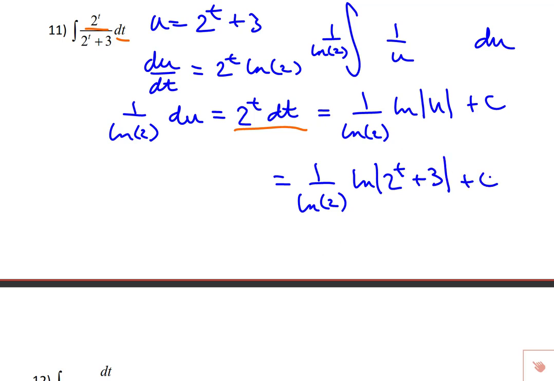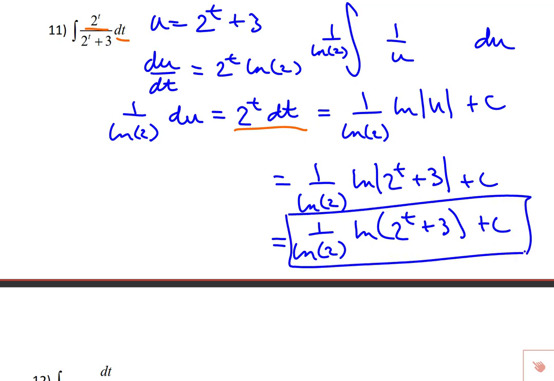Now, in this case, with the absolute value, what's inside of it is 2 to the t plus 3, and that's actually only positive. 2 to the t is an exponential that's only positive. If you add 3, it's still only positive. So you may see this kind of result written without the absolute value sign, since it's guaranteed to be positive. So you could see it as 1 over the natural log of 2 times the natural log of 2 to the t plus 3 in parentheses instead of absolute value, since it really is the same thing.